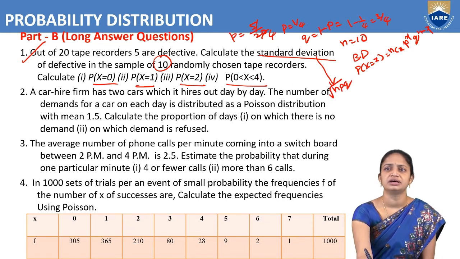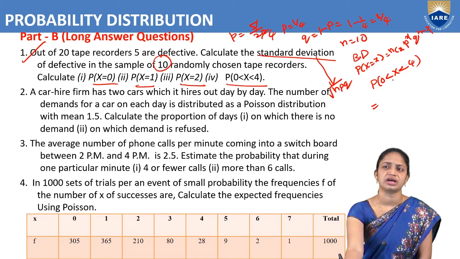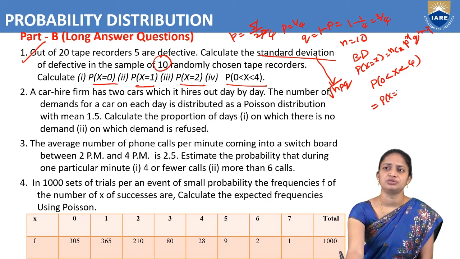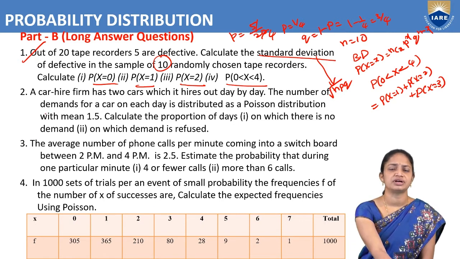The last one, the probability of 0 less than x less than 4, is nothing but this. In between values we have to take, because here we do not have the equal to symbol. So we have to take P of x equal to 1 plus P of x equal to 2 plus P of x equal to 3. That is our first question.